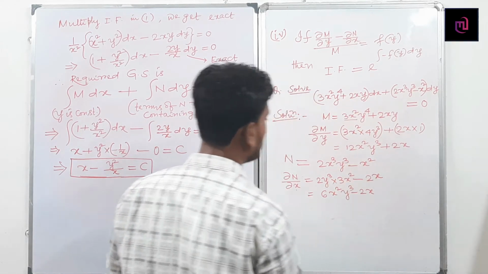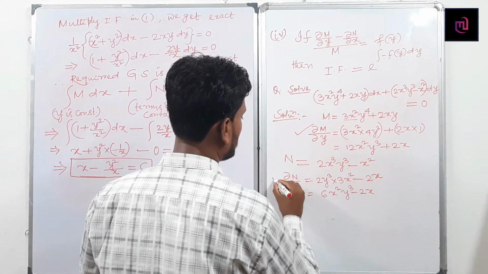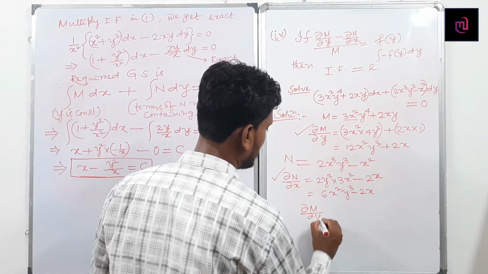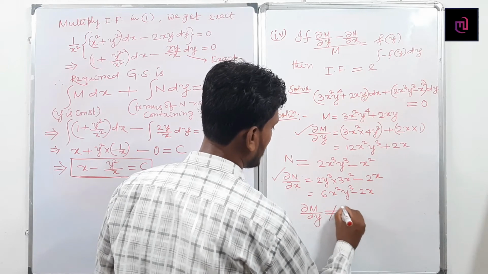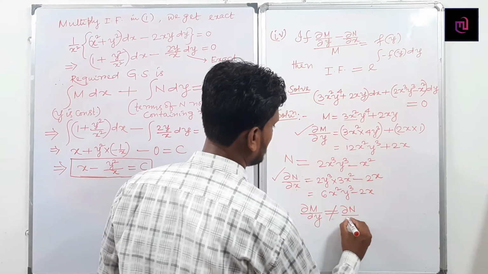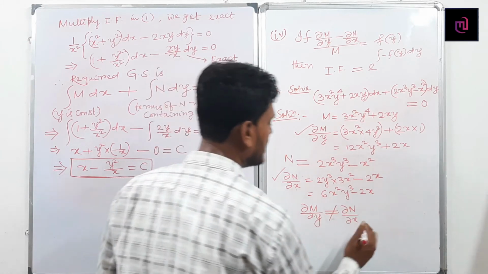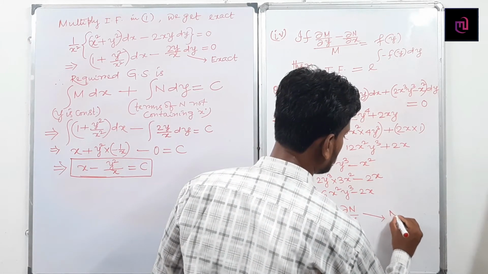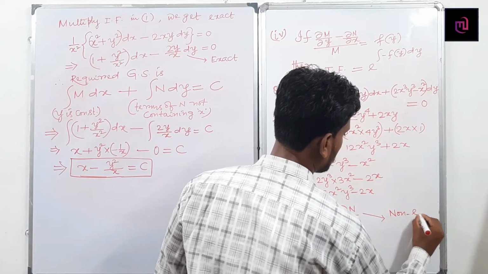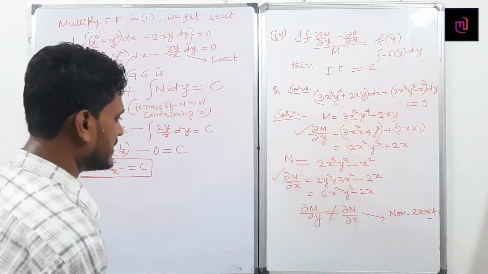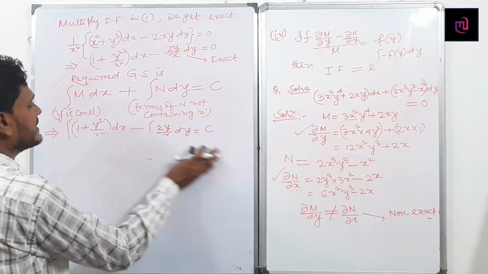So verify it. What is del m by del y and what is del n by del x? So can you say del m by del y not equals to del n by del x. So check it, here 12x square y cube, here it is 6x square y cube. So this part becomes non-exact. If it is non-exact, then we have to find the integrating factor.